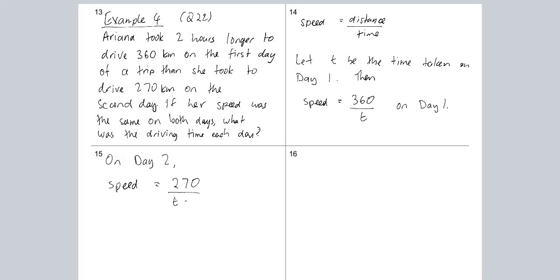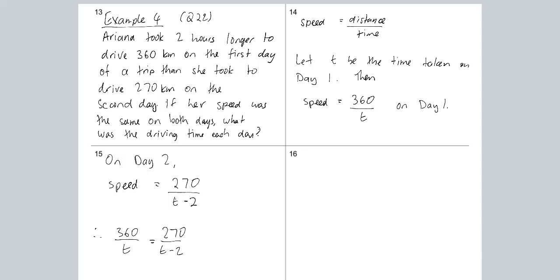Can you see that? Does that make sense to everybody? So you've got to be careful. Although it says 2 hours longer to drive it, that means on the second day she took 2 hours shorter. An alternative would have been to say, let t be the time on day 2, therefore t plus 2 is the time on day 1. So you could have done it that way as well. But anyway, it's the same speed each day. So therefore, we have 360 over t is equal to 270 over t minus 2.